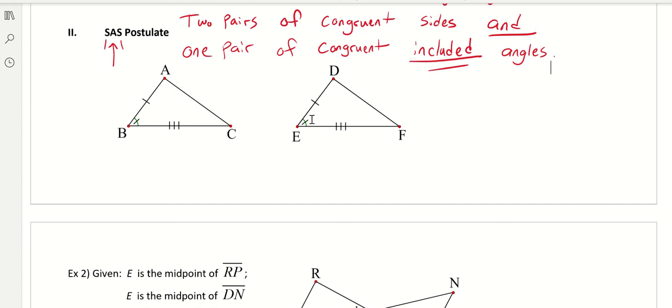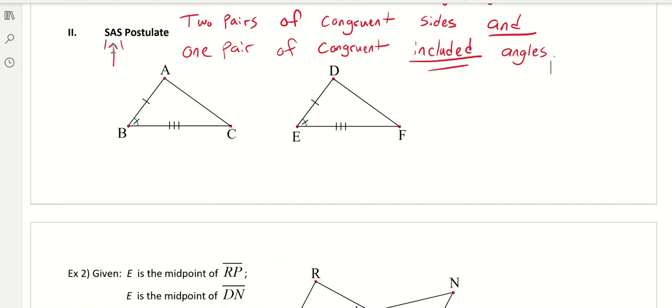Same thing for angle E. We have information on side DE. We have information on side EF. Those two sides combine to form angle E, or you could say those two sides share point E, which is the vertex of angle E. So B and E are included angles. Notice the angles are kind of sandwiched between the two sides we have information on. E is sandwiched between the two sides we have information on.